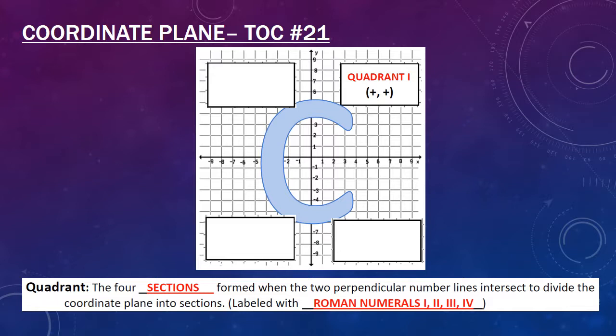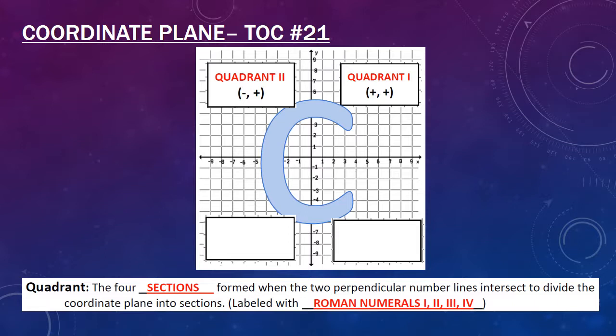Okay, so if we follow the C, going from the top right, we're now going to go into the top left, and that would be quadrant 2. And if you think about this one, our x's are now on the left side, so that means that all of our x values are going to be negative, and our y values are still above 0, so they're positive.